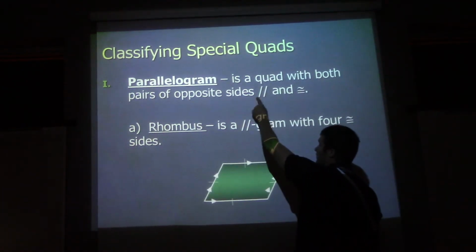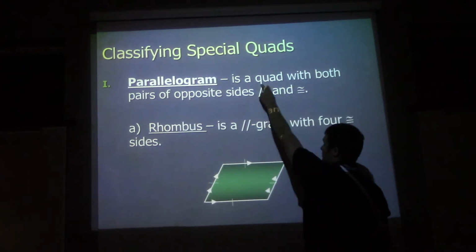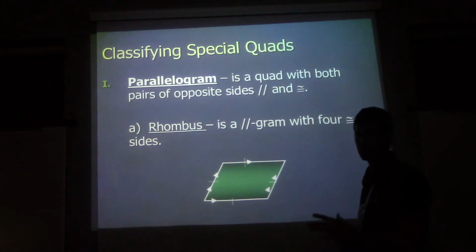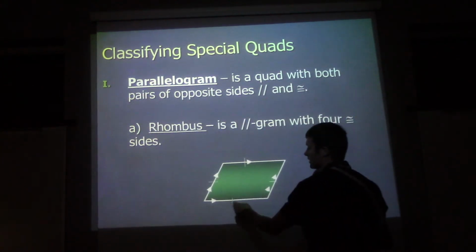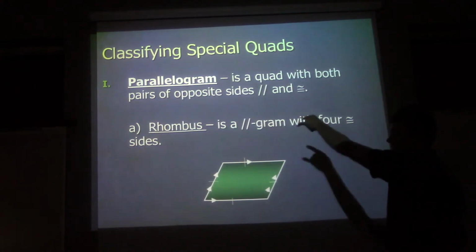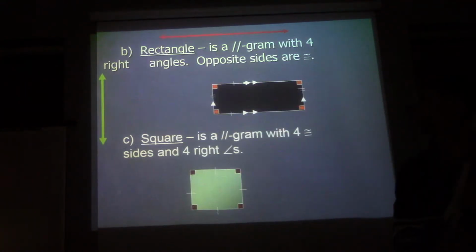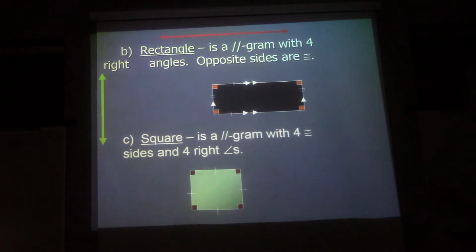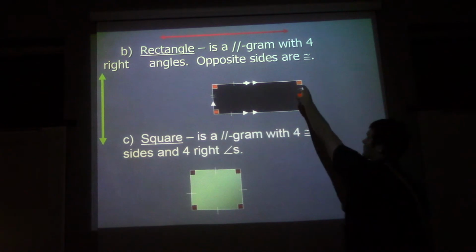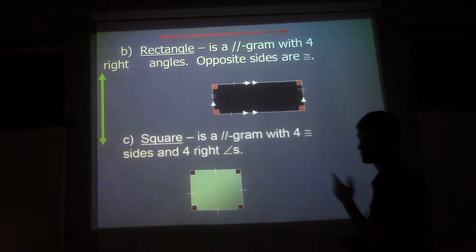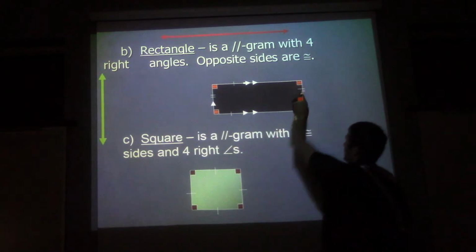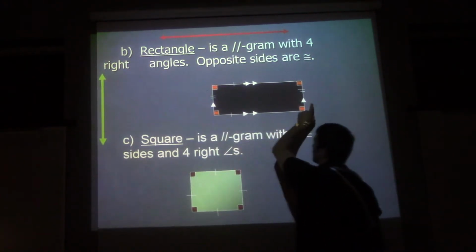Anytime you see this today, that means parallel. Okay, so a rhombus is a parallelogram, two sets of parallel sides, where all the sides are equal. So a rhombus is a parallelogram. You go to the next one, you have a rectangle. Opposite sides are congruent. It's a parallelogram, so opposite sides are parallel. It has four right angles and then opposite sides are also congruent.